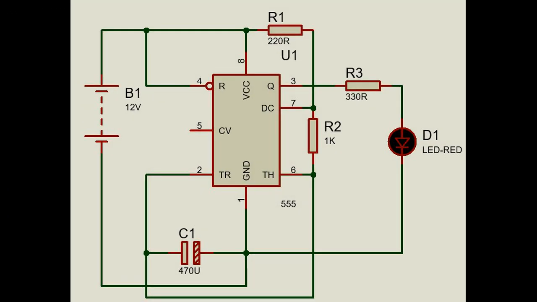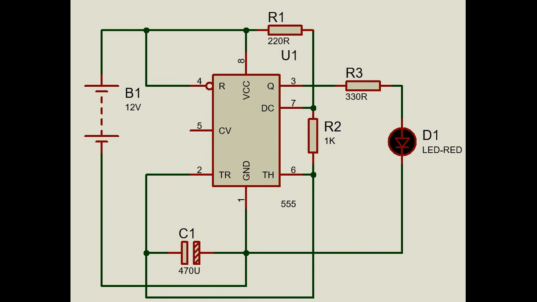555 IC can be operated in different modes depending on the application. In today's episode, we are going to construct an LED flasher with the 555 timer IC configured as an astable multivibrator, as shown in the circuit diagram on your screen.